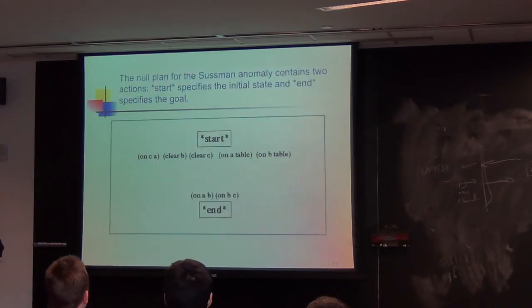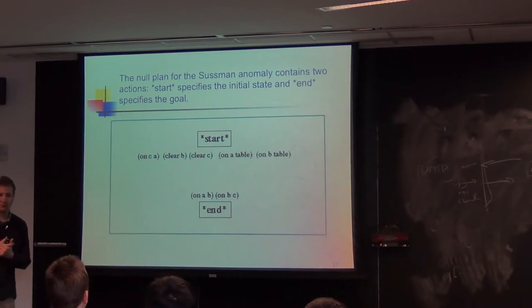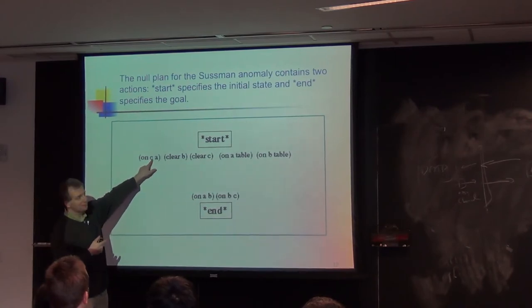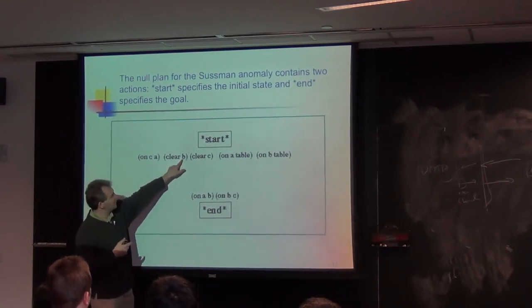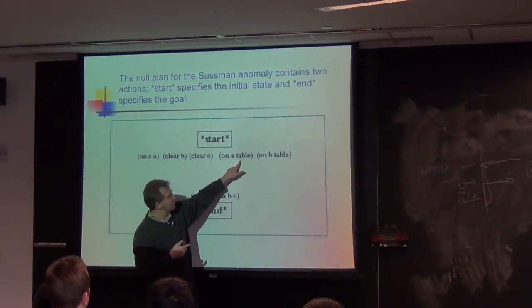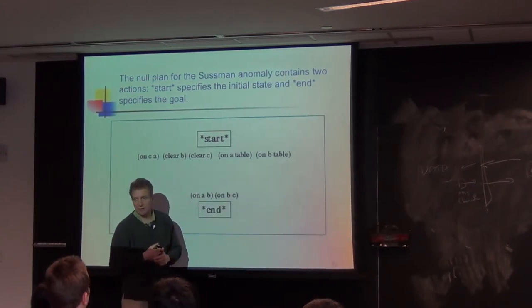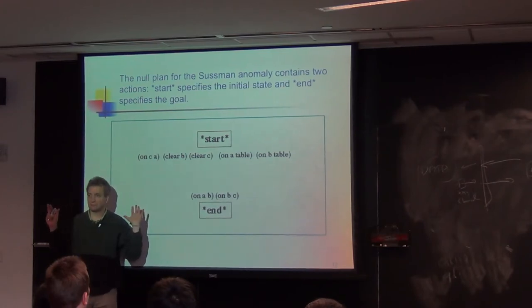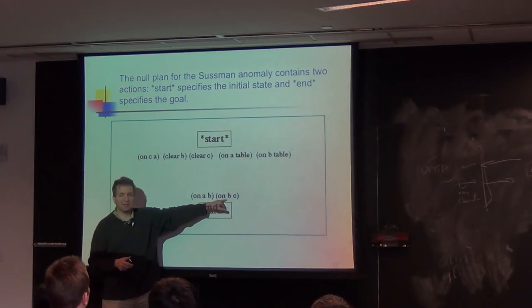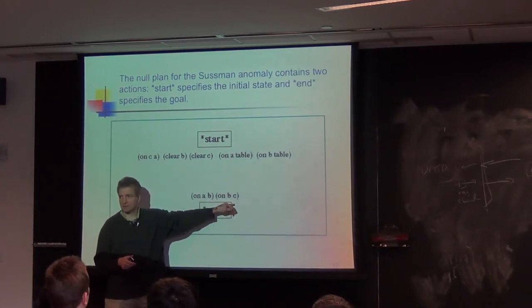So let's look at Sussman's anomaly here with this plan, all right? And we start off, and we have C is on A, B is clear, C is clear, A is on the table, and B is on the table, all right? That's our initial state. And we want to get A on B and B on C, right? So this is a goal state.